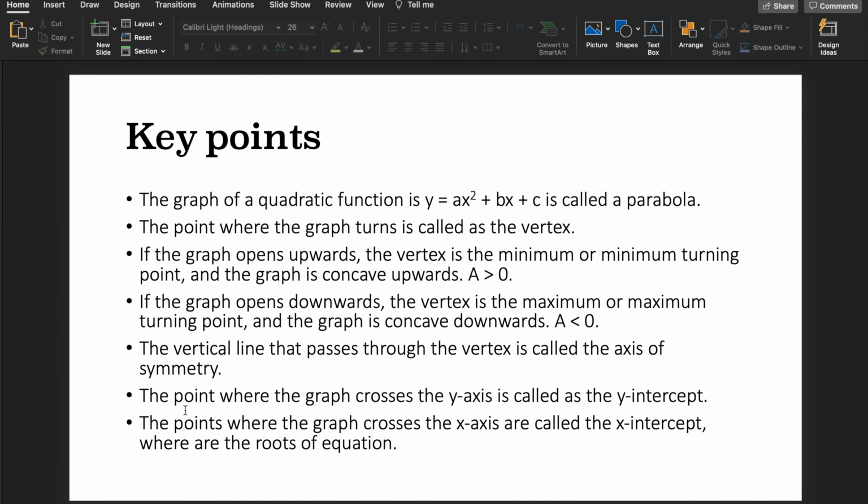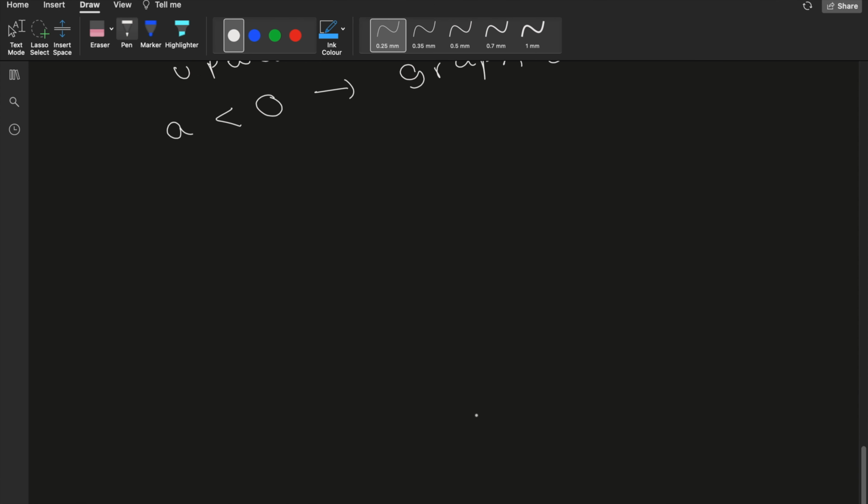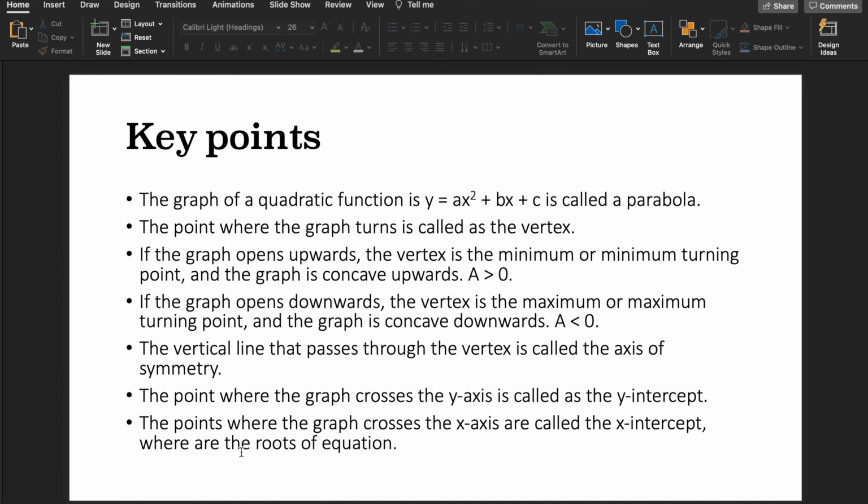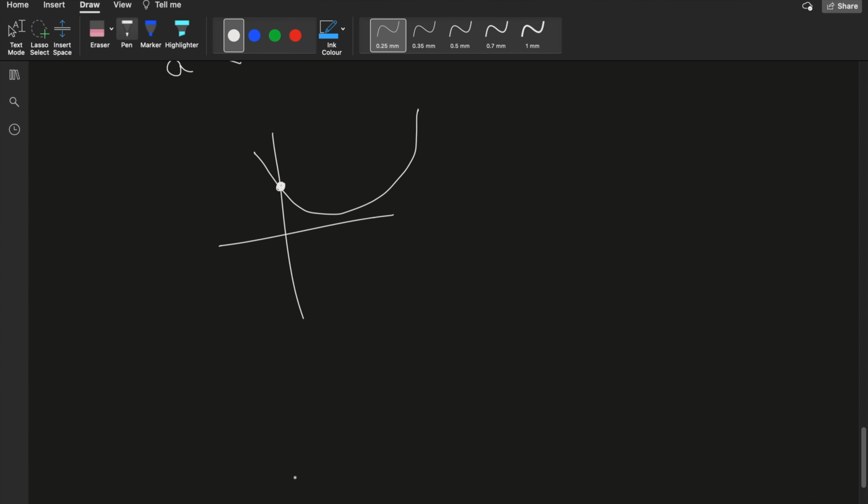And the next point states that the point where the graph crosses the y-axis is called the y-intercept. It's the point where x equals 0. For instance, if this is the graph, then this would be the y-intercept. And the points where the graph crosses the x-axis are called the x-intercepts, or they're also called the roots of the equation. So now I will link the nature of the roots with the graph.